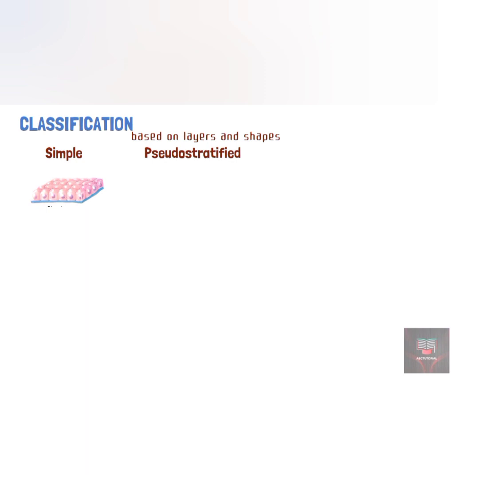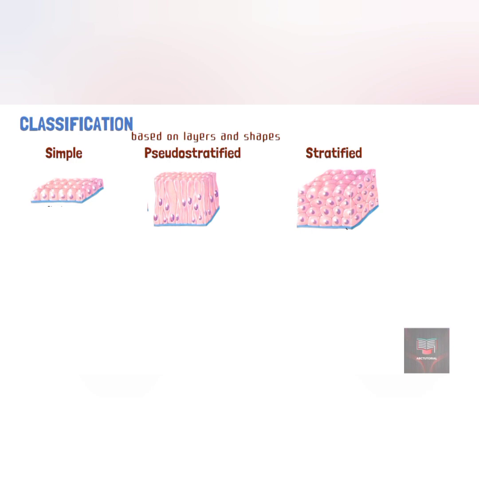Surface epithelium is generally classified based on the layers of cells and the shapes of the cells. Based on the layers of cells, epithelial tissues can be classified into simple epithelium, which consists of a single layer of cells; pseudostratified epithelium, in which the surface epithelium appears to have multiple layers of cells because their nuclei lie at different levels. However, it is actually a simple epithelium because all the cells are connected to the basement membrane. And thirdly, stratified epithelium, which consists of two or more layers of cells.